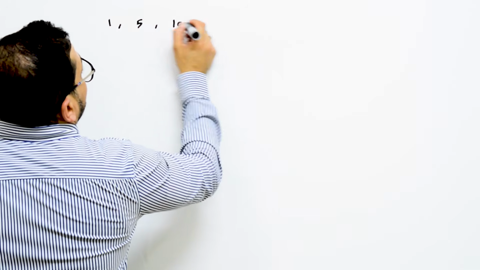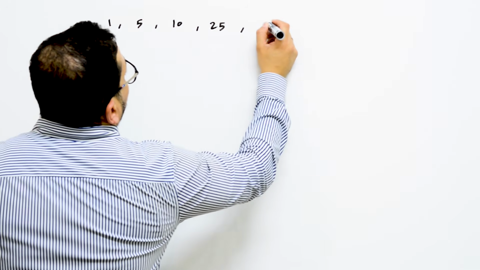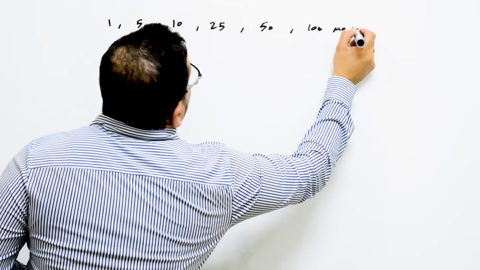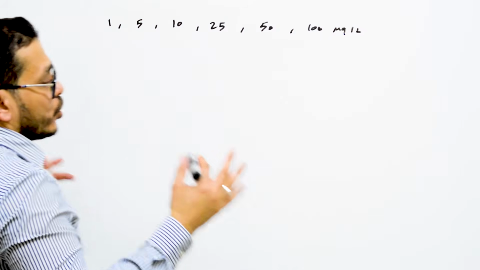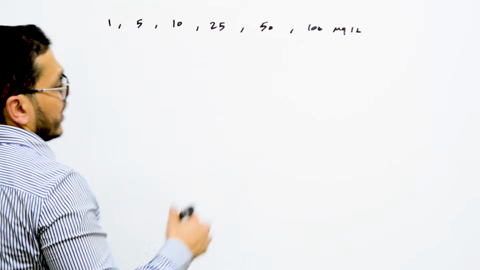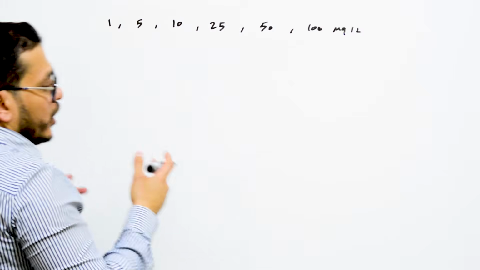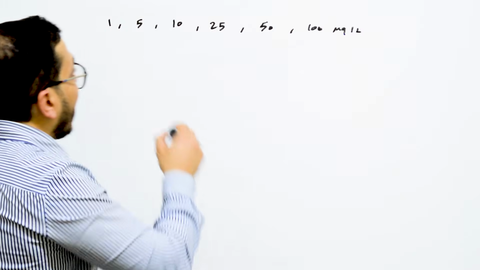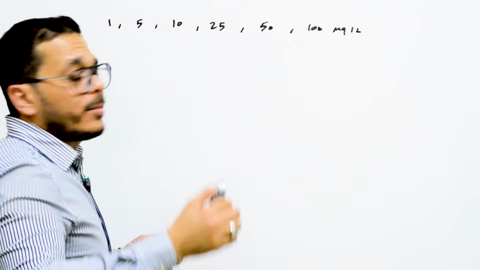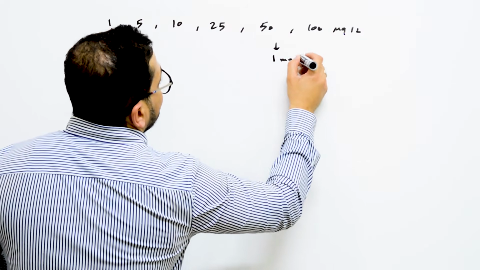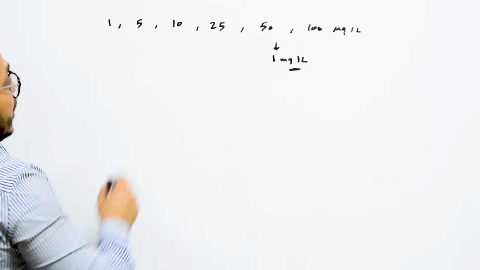To prepare, as an example, your standards should be 1, 5, 10, 25, 50, and 100 microgram per liter, and you will prepare these concentrations in the matrix. You select the matrix you want. First, you will add the standard from the beginning. You want to prepare, as an example, from 1 milligram per liter, from 1 ppm.